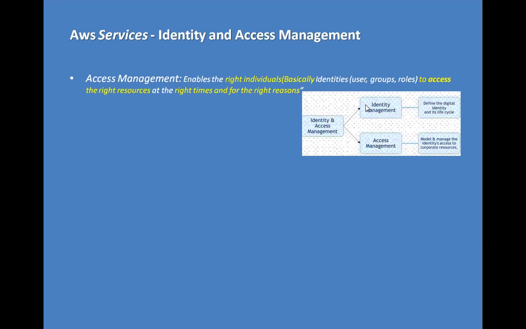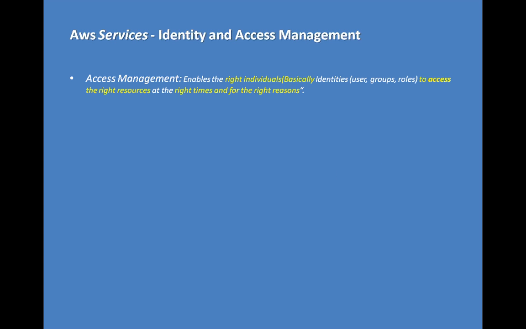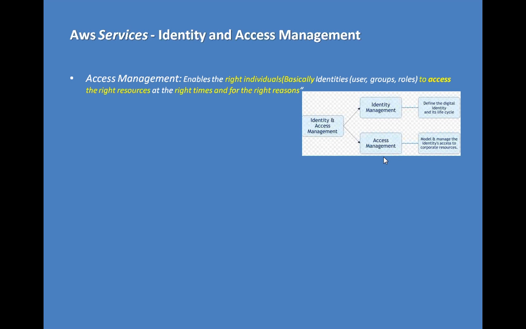And if you see this particular diagram on the right hand side, identity and access management, like I said, is divided into two parts. The first one is identity management. Identity, you can get the idea from the name as well, wherein we define the digital identity and its life cycle, like users, groups, and different roles which we tried creating in AWS or Amazon Web Services Cloud. The second part which we'll be covering in this video is access management, where we'll be managing how we'll be able to control the AWS resources so that the right individual should be able to access the right kind of resources.